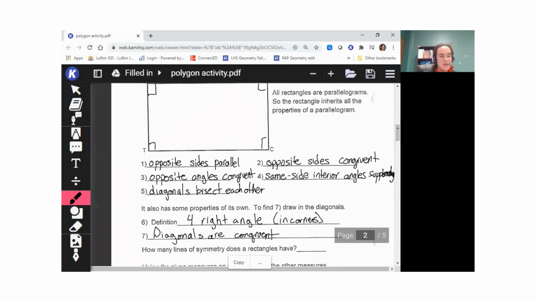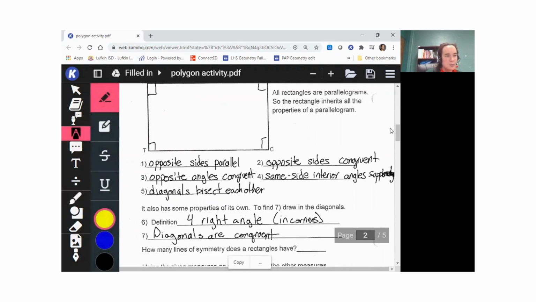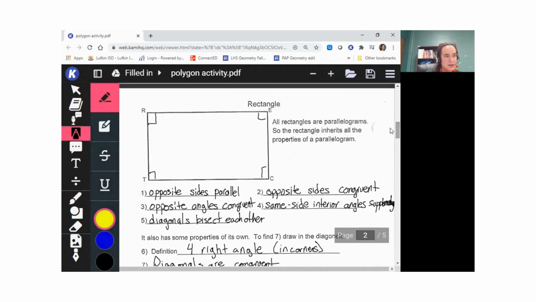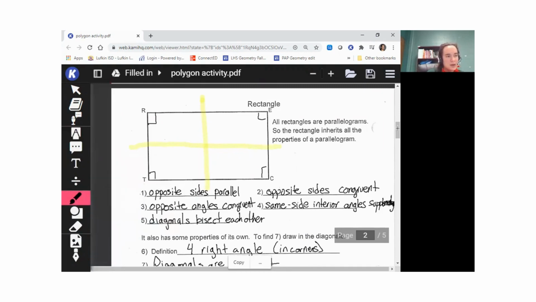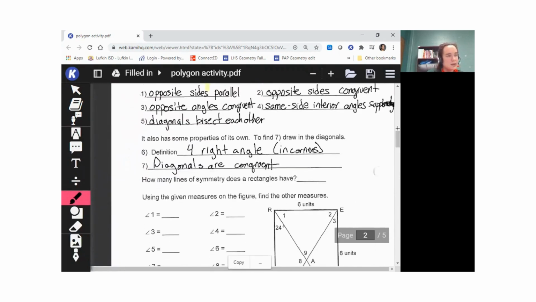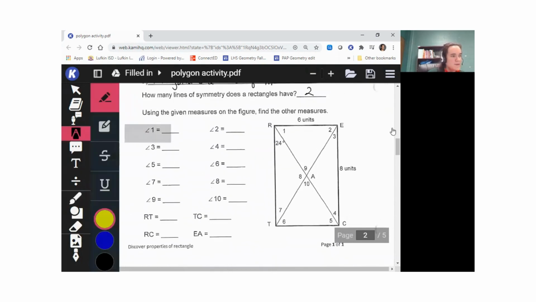Next up, how many lines of symmetry does a rectangle have? So how many ways can we fold that rectangle so that it would be congruent and matching on all sides? So we can fold it vertically and we can fold it horizontally. So we have 2 lines of symmetry. Now these lines of symmetry will help us on this next part. So again, we have 2 lines of symmetry, one vertically and one horizontally.